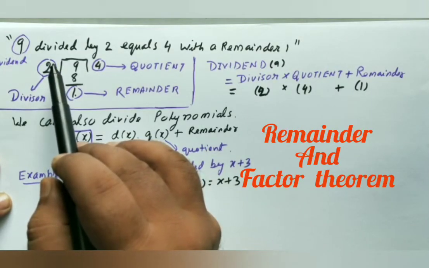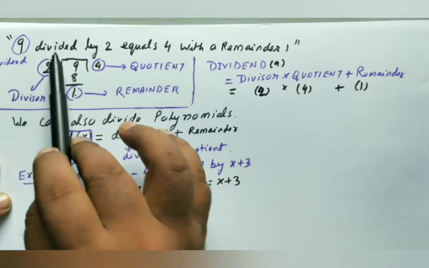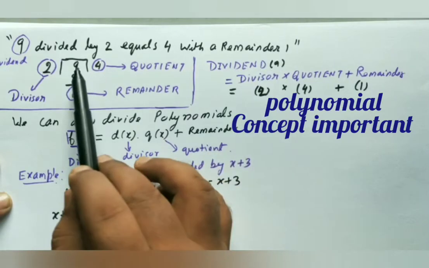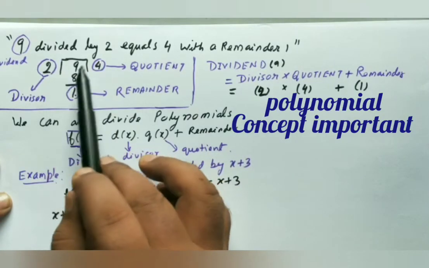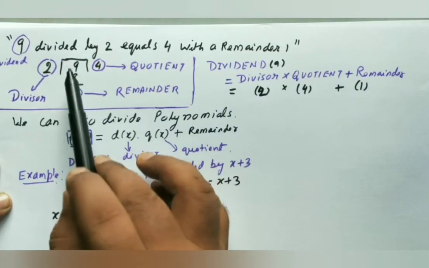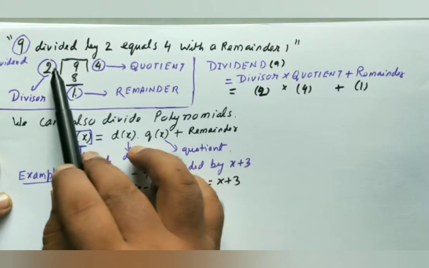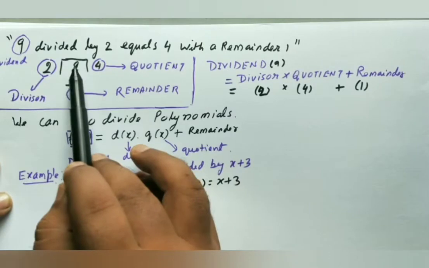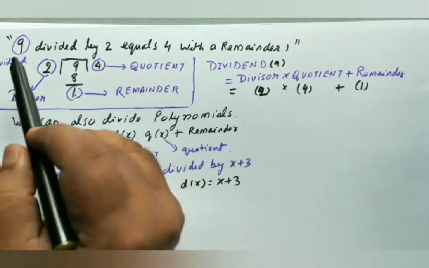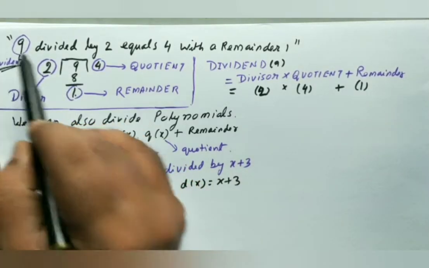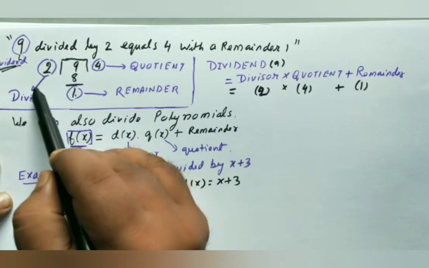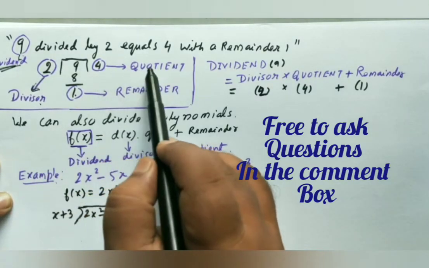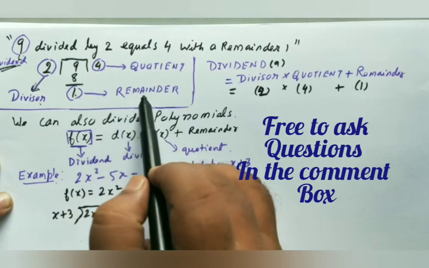I've already given that in the assignment. 9 divided by 2 equals 4 with the remainder 1. You know how to divide. 2 4s are 8, remainder is 1. So 9 divided by 2 equals 4 with the remainder 1. This 9 is called the dividend. 2 is the divisor and 4 is the quotient, whereas 1 is the remainder.